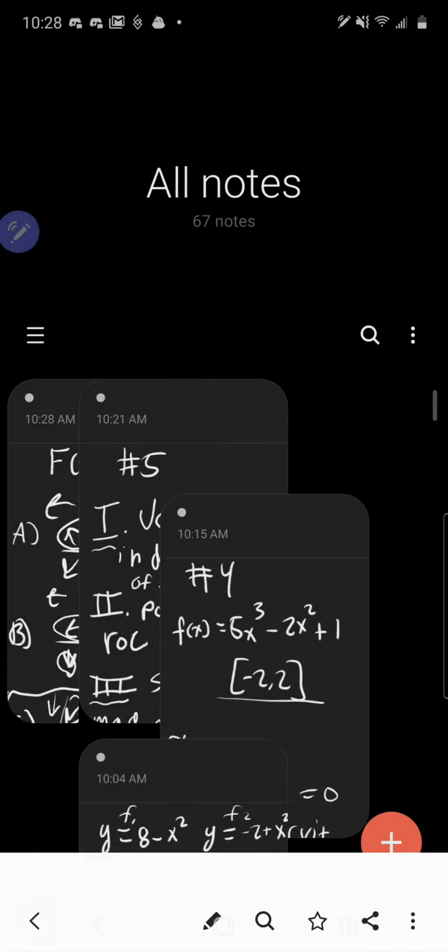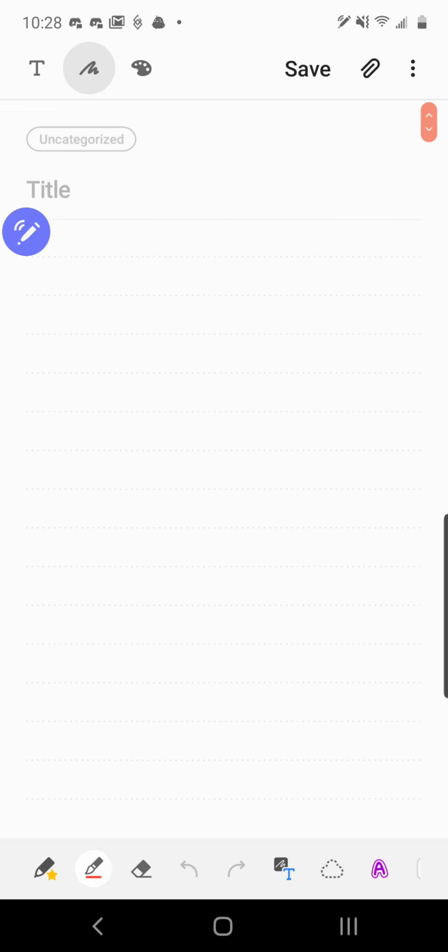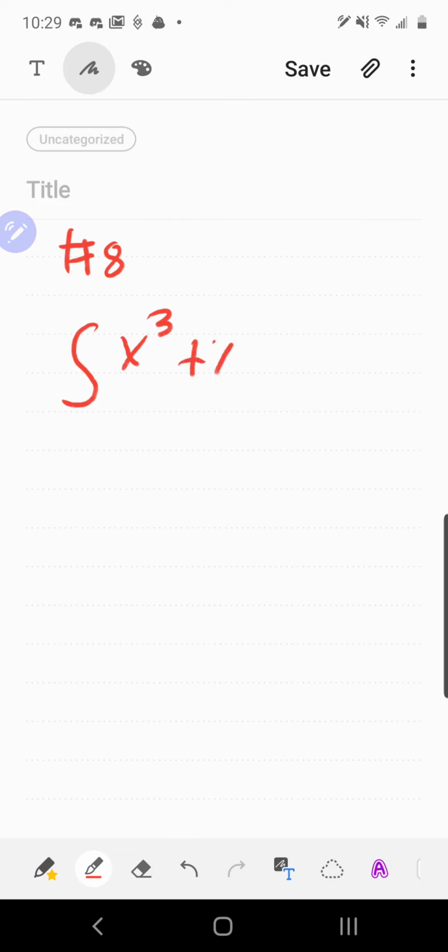Number 8 is a simple integral. I shouldn't say simple, but it is an integral nonetheless. What is this? This is an indefinite integral of (x cubed plus x plus 4) divided by x squared. Some of you may look at this and be like, oh no, quotient rule. How am I going to do this? But we don't need to use quotient rule, actually.